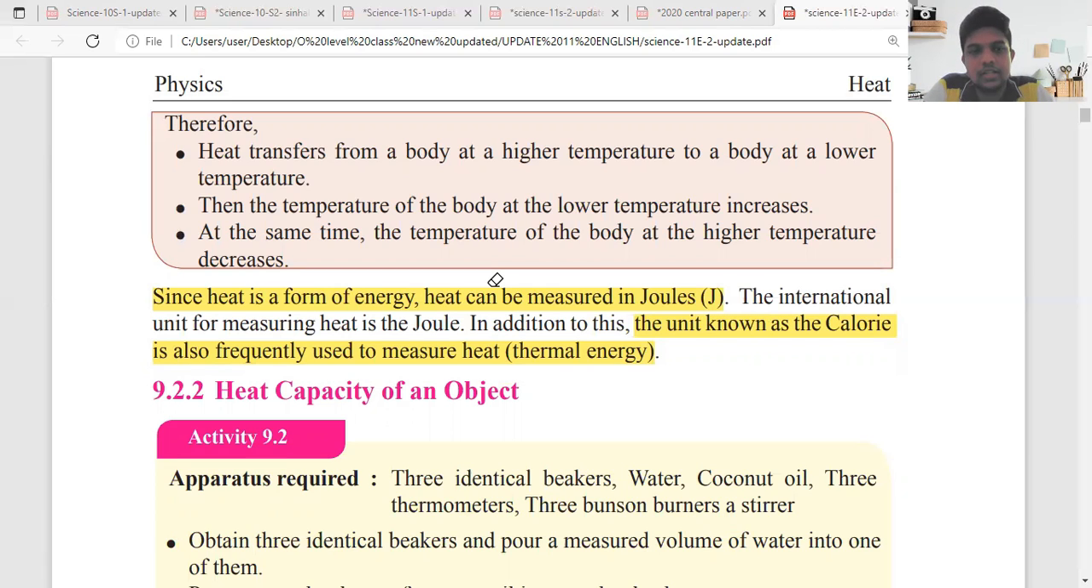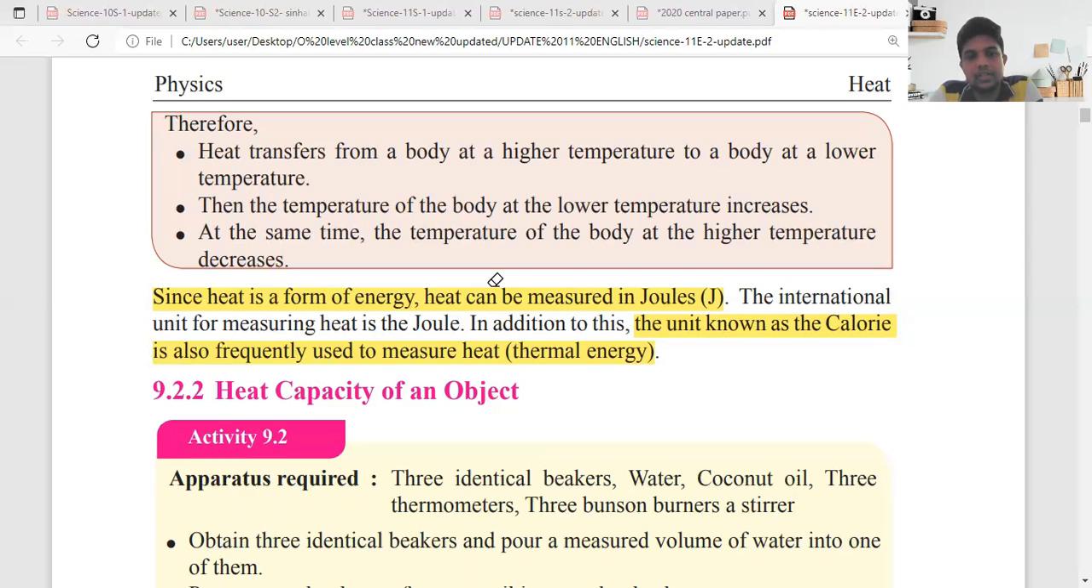Write down. Heat is a form of energy. So heat can be measured in joules. Next point, within the brackets, write down the SI unit. Okay, it is J, joule.